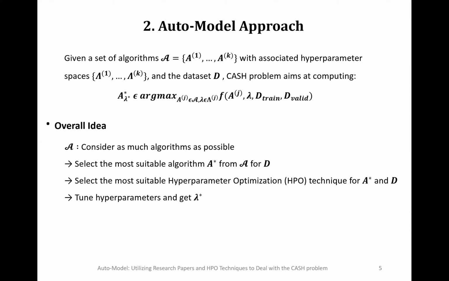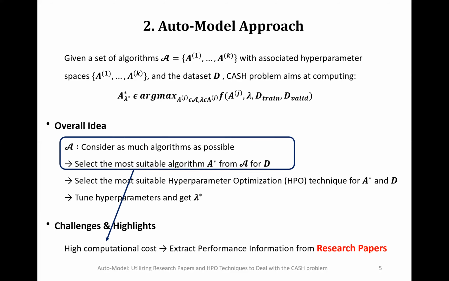And our overall idea is to first select the most suitable algorithm A* from them for the given dataset D. Then select the most suitable hyperparameter optimization technique for A* and D. And finally, tune the hyperparameters and get the final result. The major challenge in this pipeline is the first two steps. Since many algorithms should be considered, it will be very time-consuming and expensive.